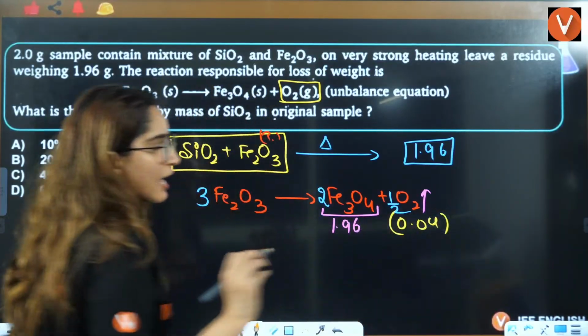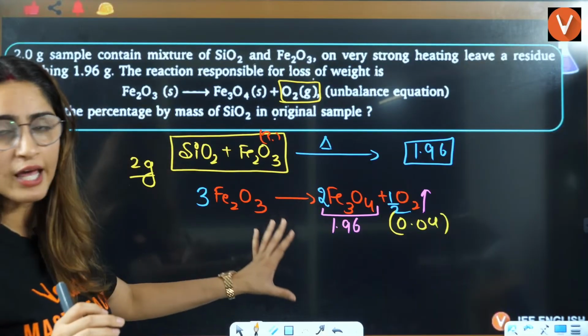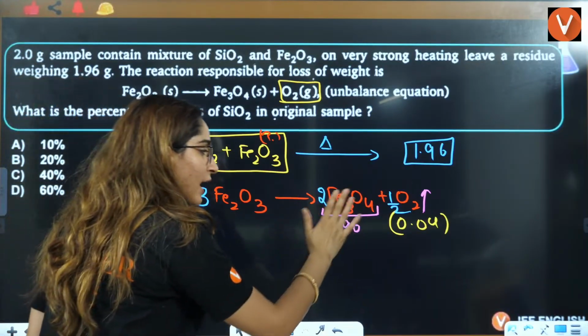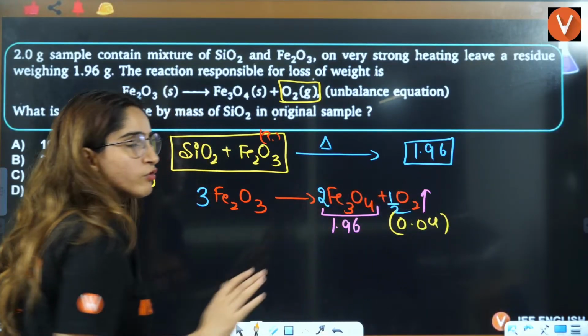Now, beta, I am going to apply stoichiometry here. For that, you have to see this very carefully. This was 1.96, that was the residue. That means after subtracting from 2, it will be 0.04.